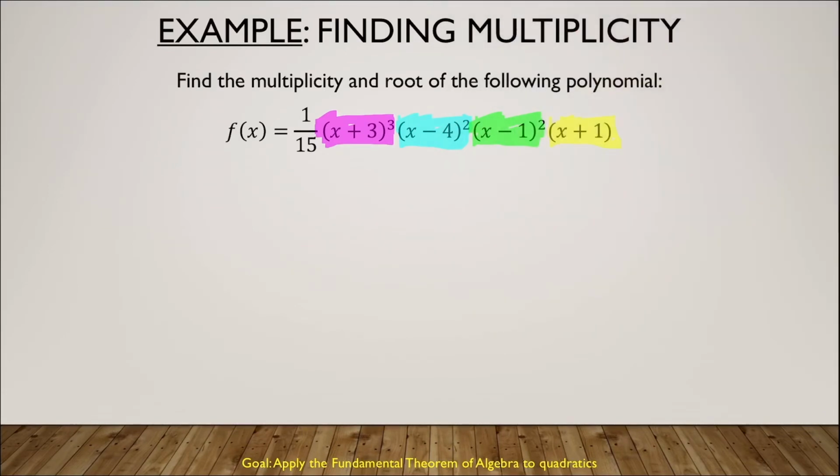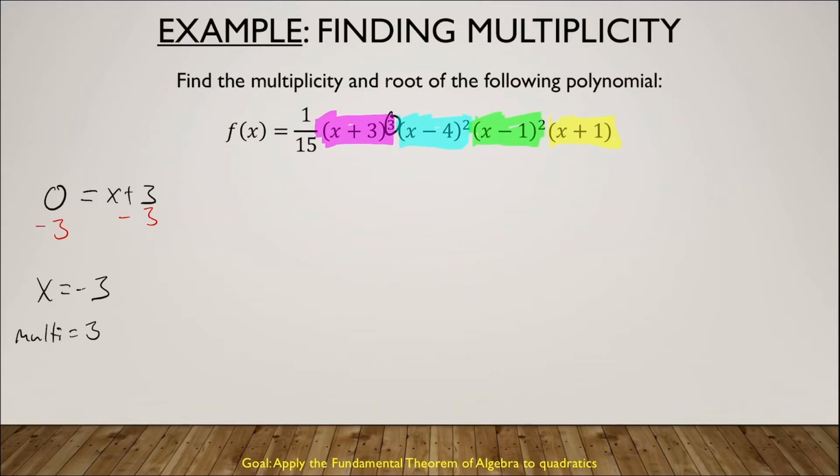If we look at this first one, I'm going to set 0 equal to x plus 3. We subtract 3 from both sides, and we get x equals negative 3. So that's my root. It has a multiplicity of 3.